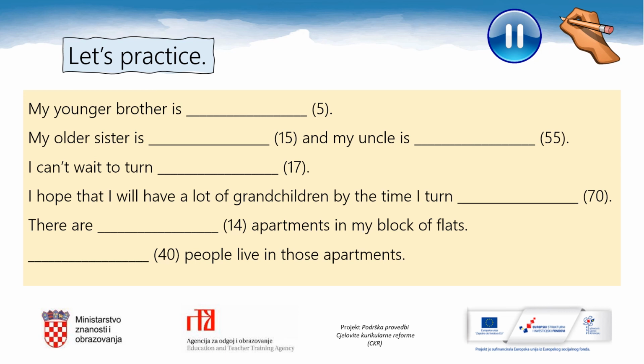Let's check. My younger brother is 5. My older sister is 15 and my uncle is 55. I can't wait to turn 17. I hope that I will have a lot of grandchildren by the time I turn 70. There are 14 apartments in my block of flats, and 40 people live in those apartments. Good job, everyone.